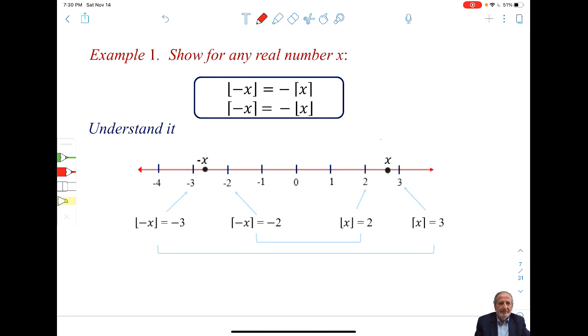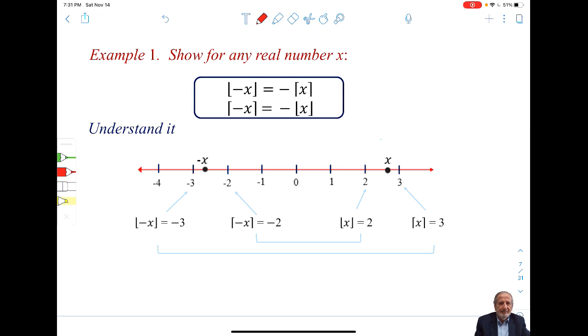Now here are some important examples. The floor function of minus x is minus the ceiling function of x, and the ceiling function of minus x is minus the floor function of x. Sometimes give yourself some examples to understand what is going on here, what is really being asked.